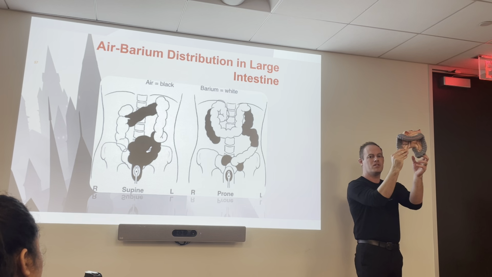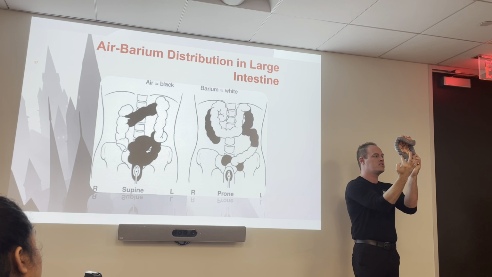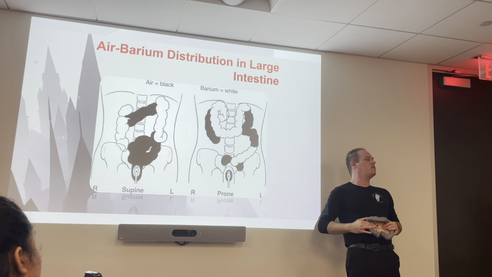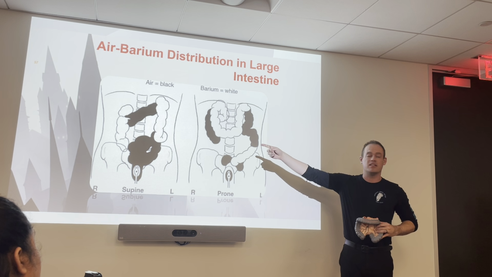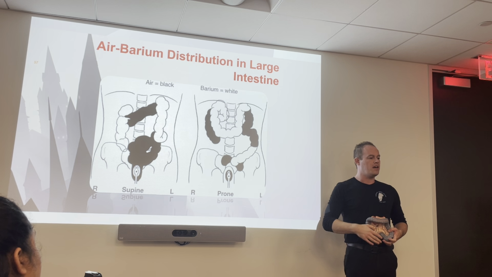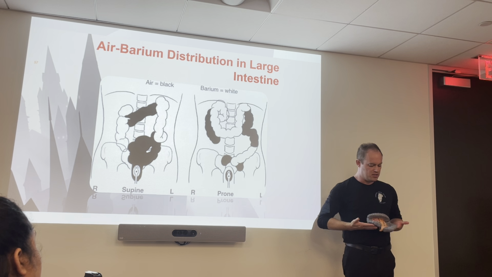See how they curve backwards? The ascending and descending portions. Why would barium fall? Barium falls back to the ascending and descending areas specifically. But the air is going to flow up into the sigmoid. These are a little bit more posterior. I'm sorry, anterior. It's going to flow up. So barium will be in the ascending and descending portions. Air will be in the transverse, sigmoid, rectum.